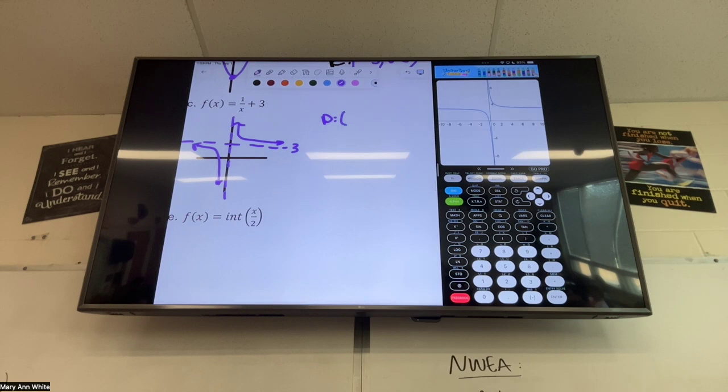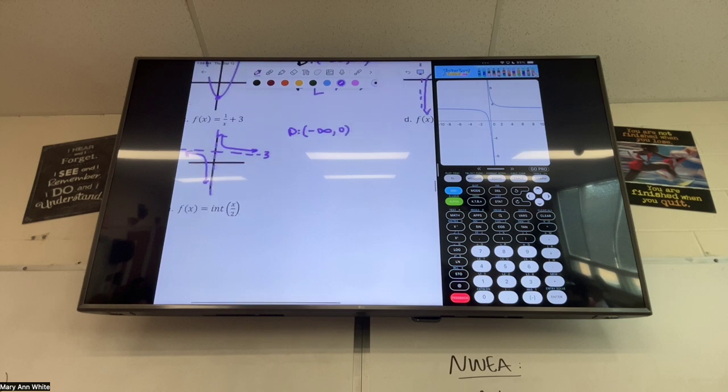Or sorry, not vertical asymptote. What's my domain going to be? Negative infinity to 0, and then 0 to positive infinity. Okay, good. Sorry, let's see if my brain will stay with us for the last few minutes.